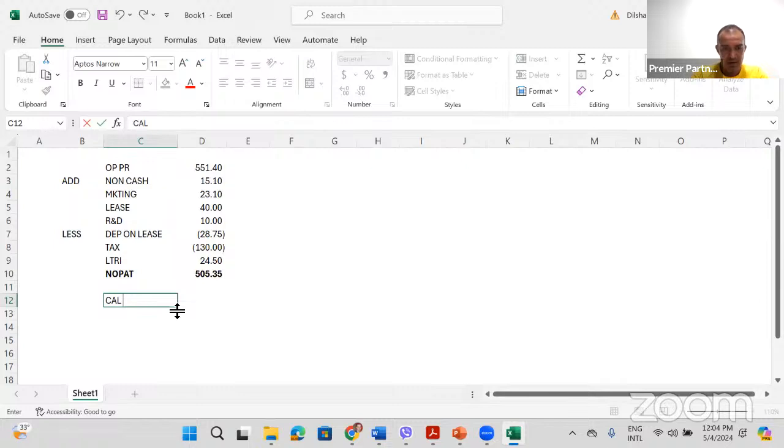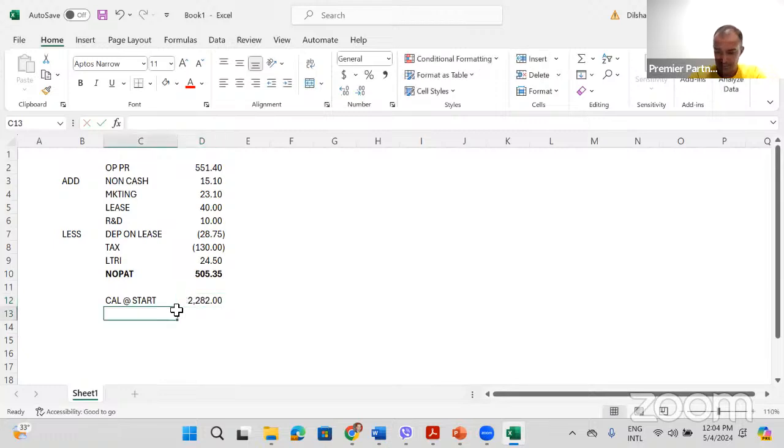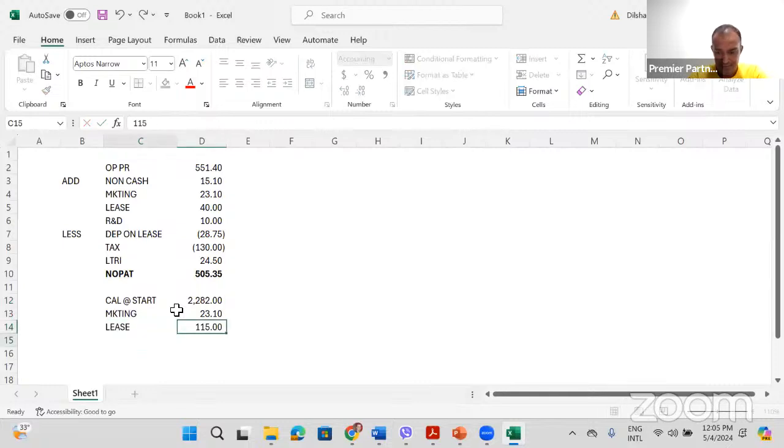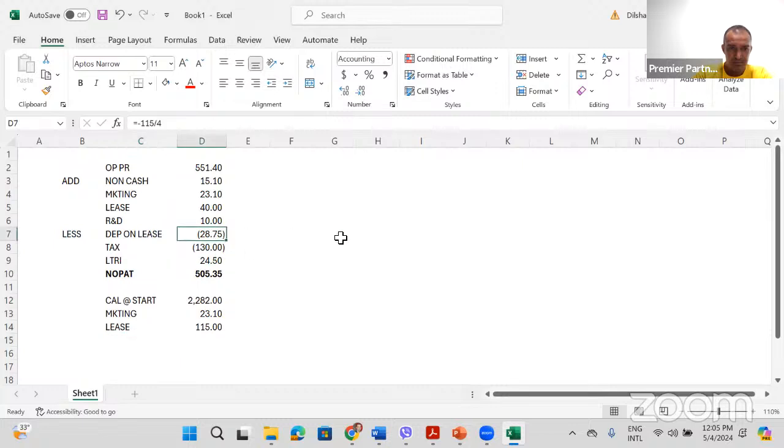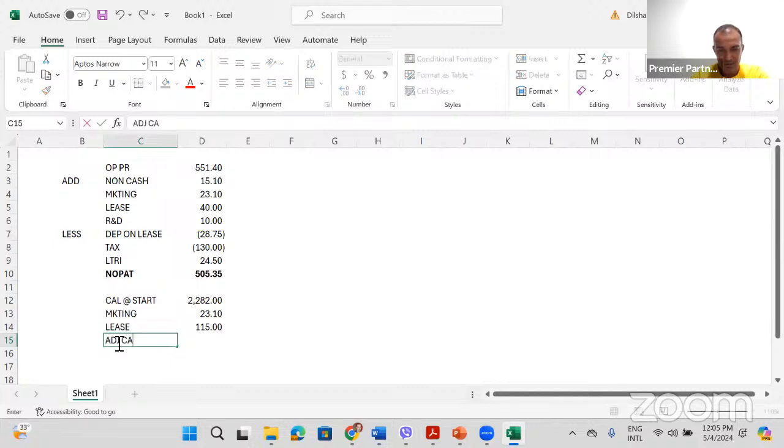Capital at the beginning 2282. Marketing 23.1, which is capitalized from the year ended 30th June 2014, right? And the lease 115. After capitalizing only, you need to amortize or depreciate the lease. Okay. Adjusted capital.